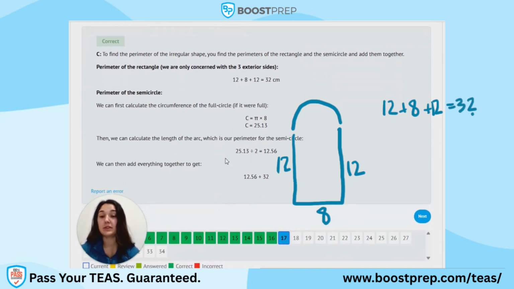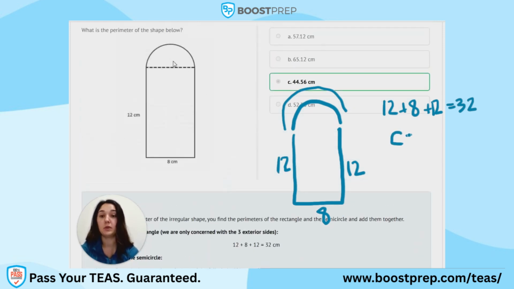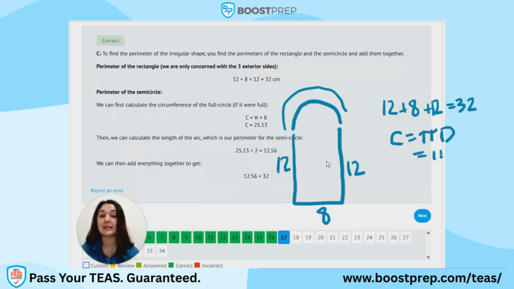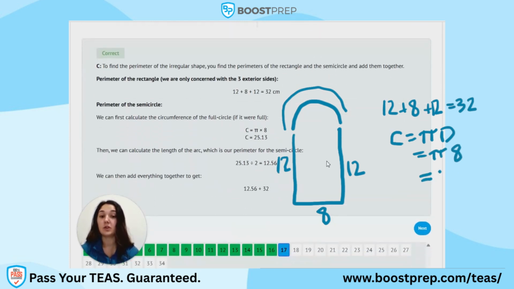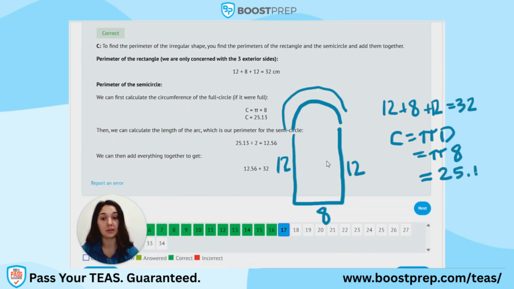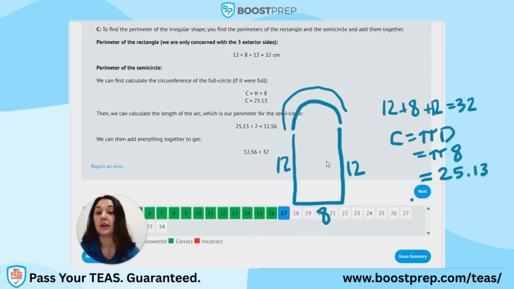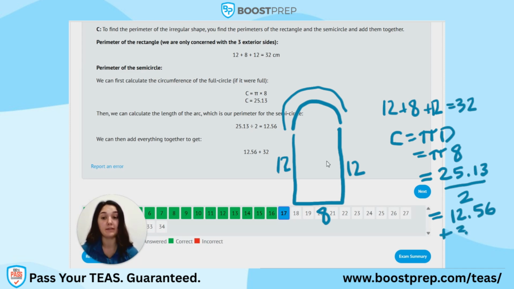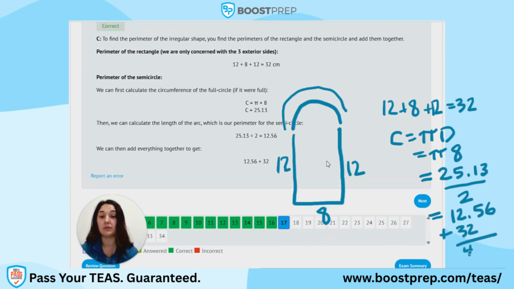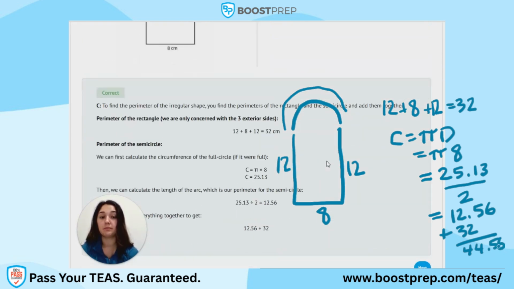You then find the perimeter of the semicircle. So you find the circumference of the full circle if it were to be full. So this part if it were to be full. So that is C equals pi times 8. So that is 25.13 when you plug it into a calculator. Then you calculate the length of the arc, which is the perimeter of the semicircle. So since it's just half of a circle, you divide 25.13 by 2. That gives you 12.56. And you add that to 32 to give you the perimeter.